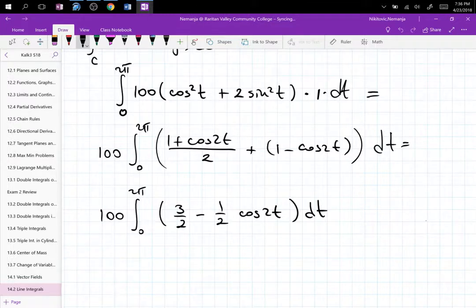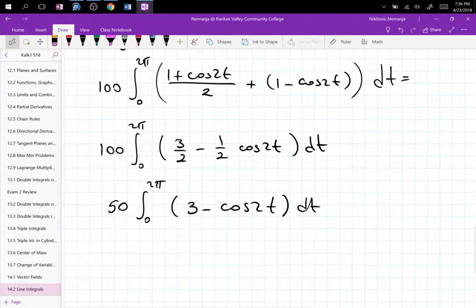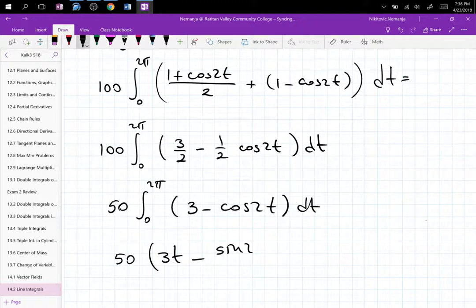So now I'm going to take a half outside and make this 100 into a 50. And I have 3 minus cosine 2t dt, and now we can finally integrate. So this is 50. Integral of 3 is 3t. Integral of cosine is positive sine, so we have sine of 2t divided by 2 from 0 to 2 pi.